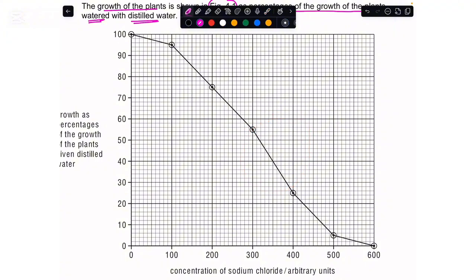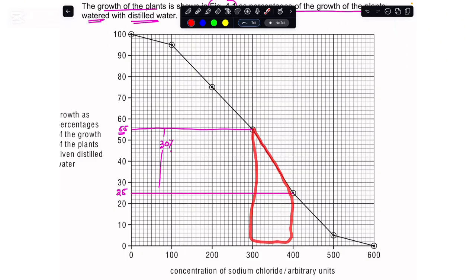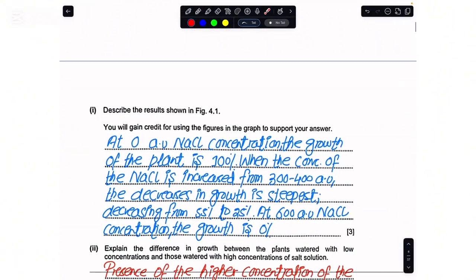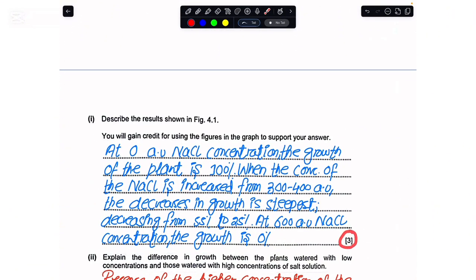If we note down the values here, the growth of the plant is nearly 55%. If I come toward this other point, it is somewhere halfway around here, so the percentage is 25. If I subtract 25 from 55, the answer is 30%. So we see an overall decrease of 30% at this concentration of sodium chloride. Here I have told you multiple points in terms of description, and this is something the examiner has asked for, for a total of 3 marks.